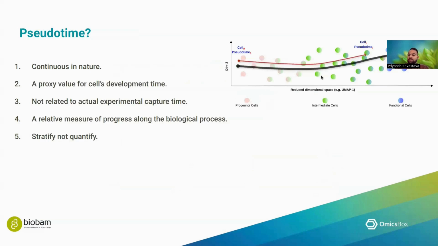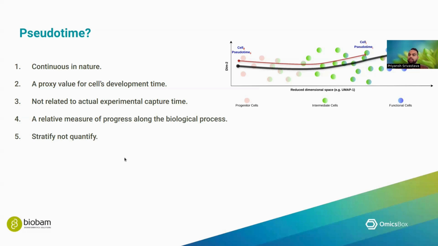So once you have them represented in the latent space and you have learned the trajectory, you assign them pseudotime, which typically starts from 0 for most of the methods. So what is pseudotime? It's a continuous variable which represents the dynamic nature of the cells, and it's a proxy value for the cell's developmental time. So you can understand it like an age of the cell, and it's not related to the experimental capture time. Rather, it represents a relative measure of progress along the biological process.